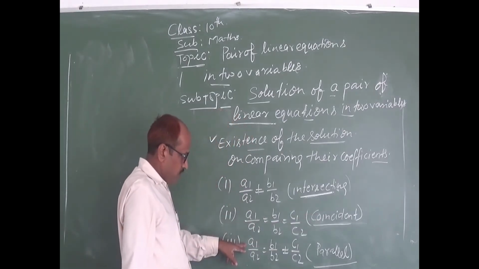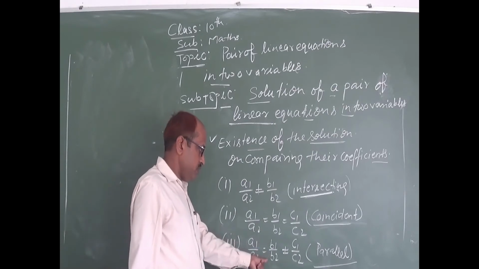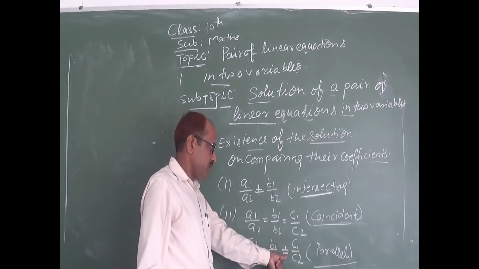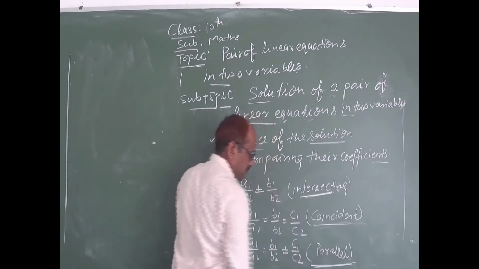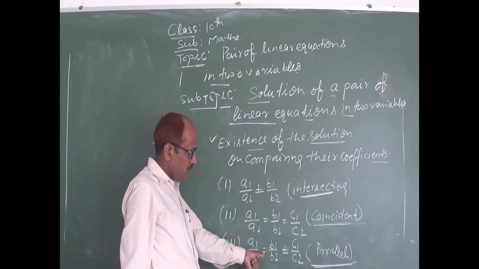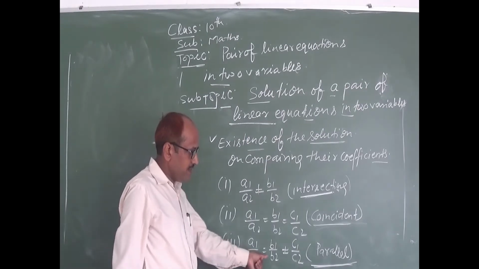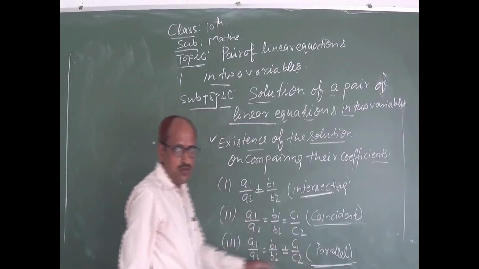And if they follow the ratio a1 upon a2 is equal to b1 upon b2, but not equal to c1 upon c2, then we can say the representation of this pair of linear equations is parallel, and if they are parallel, it means they are inconsistent and it has no solution.